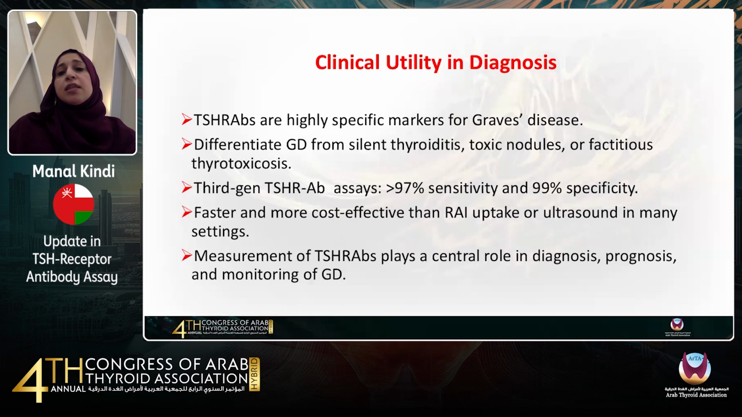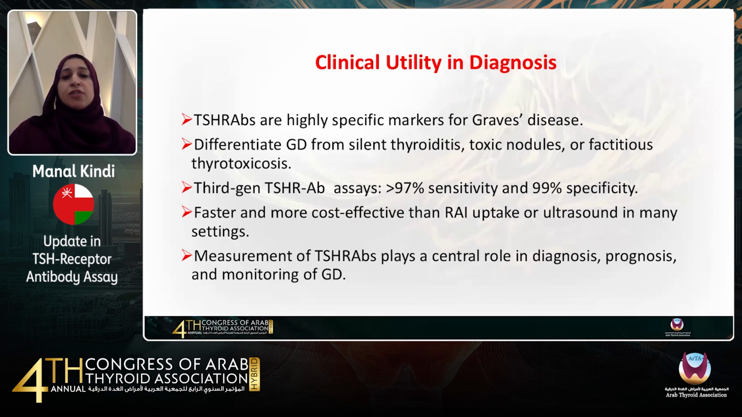There's a clinical utility in the diagnosis for the TSH receptor antibodies. They are a highly specific marker for Graves' disease. They help differentiate Graves' disease from silent thyroiditis, toxic nodules, or factitious thyrotoxicosis. The third generation TSH receptor antibodies assay provides nearly 97% sensitivity and nearly 99% specificity. It's really fast, and more cost-effective than radioactive iodine uptake or ultrasound in many clinical settings.